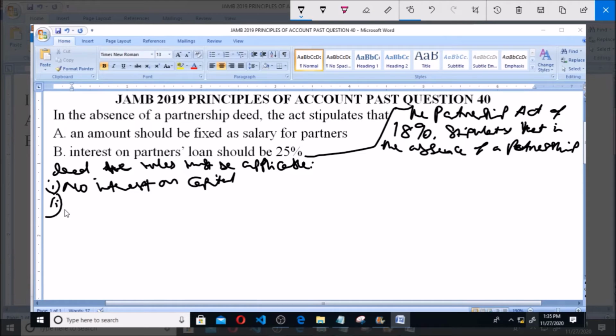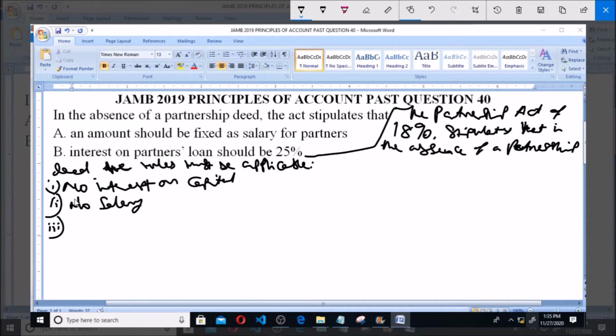2. No salary. There shall be no salary of any kind to any partner, either the active partner or the dormant partners or the ones that are running the business day to day.